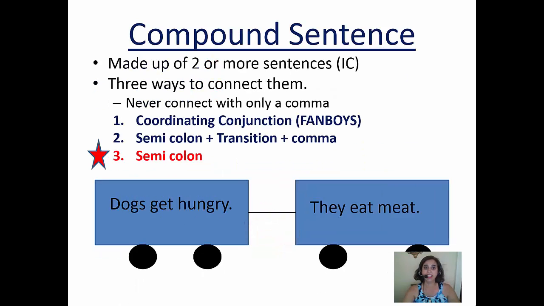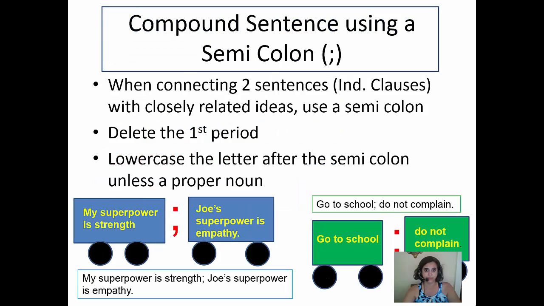Another strategy is to link two independent clauses, both sentences, with a semicolon. My superpower is strength; Joe's superpower is empathy. As you can see, these two independent clauses have been connected with a semicolon. Keep in mind that you'll need to use a lowercase for the second independent clause.